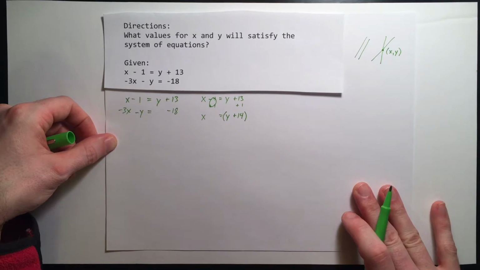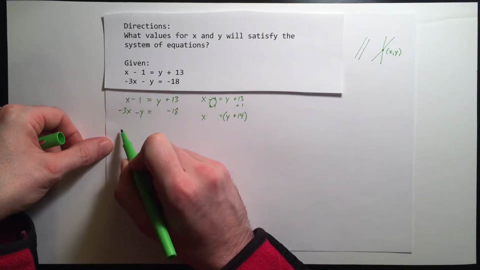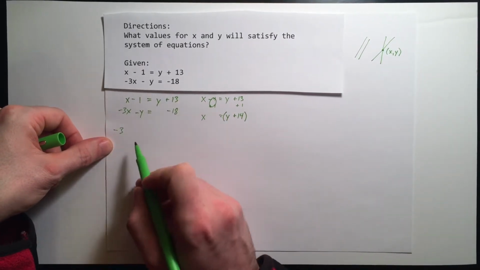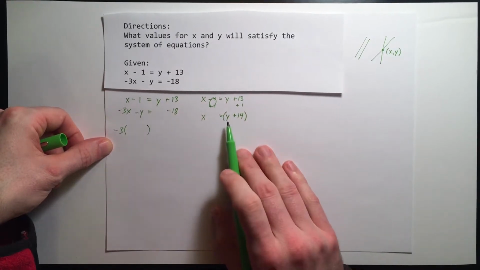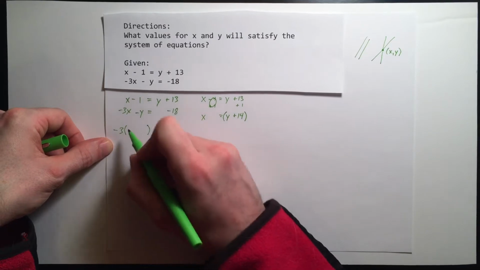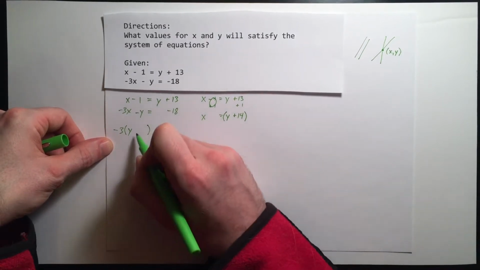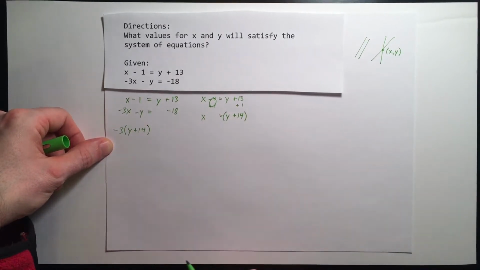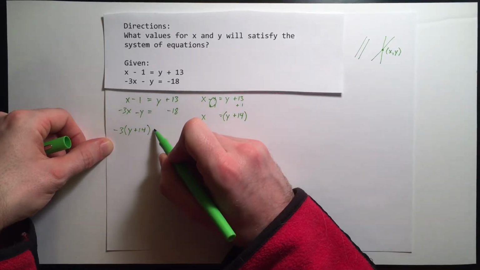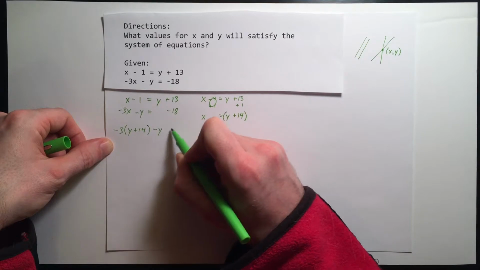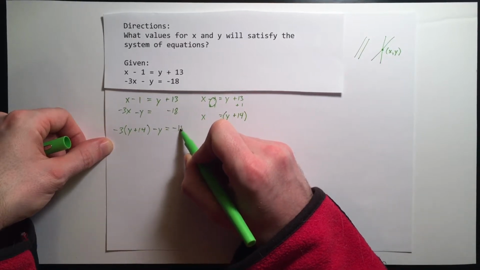So, for example, I'm going to take negative 3. Now where the x is, that's where that stuff goes, because that's what x is. So I substitute it, y plus 14, into those parentheses. Okay, now I can finish writing this equation, minus y equals negative 18.